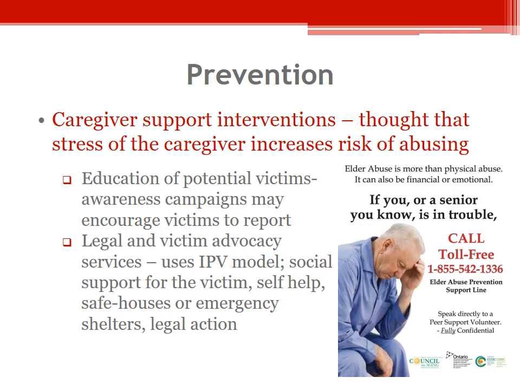Also, awareness campaigns that are culturally appropriate for seniors are often used in order to educate them on signs that their caregiver might be abusing them or might be prone to abuse, and to encourage victims to report such things. There are also legal and victim advocacy services which tend to use the same models used for intimate partner violence, where there'll be social support given to the victim, there'll be various forms of self-help that can maybe help people get out of a bad situation, plus shelters such as emergency shelters and safe houses, and also remedies and avenues for legal action as well.